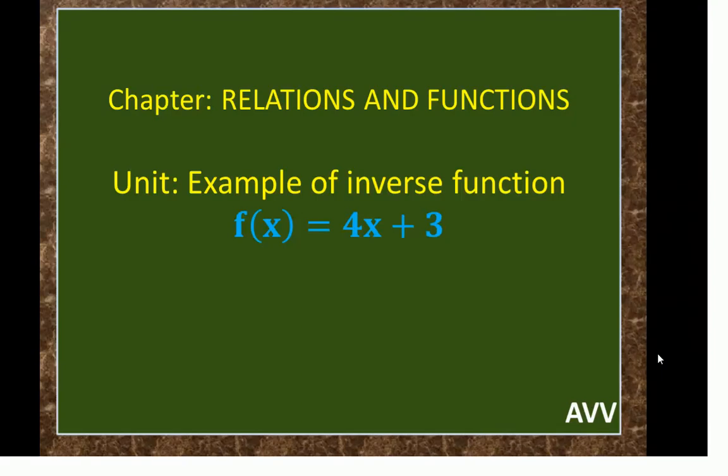Hello everyone, this is the chapter Relations and Functions. In this unit, we will learn about how to find the inverse of a linear function.